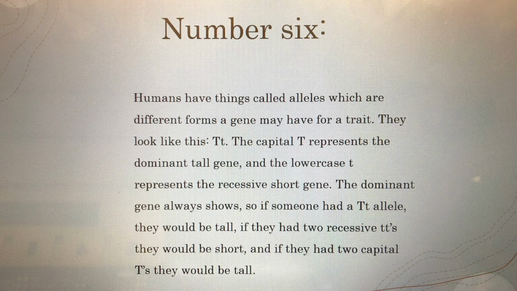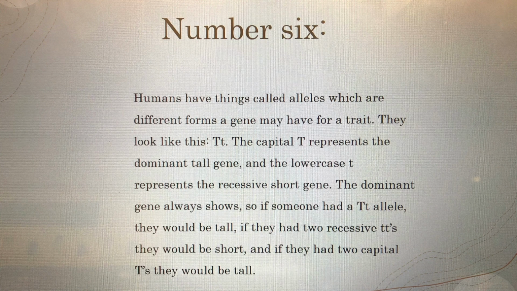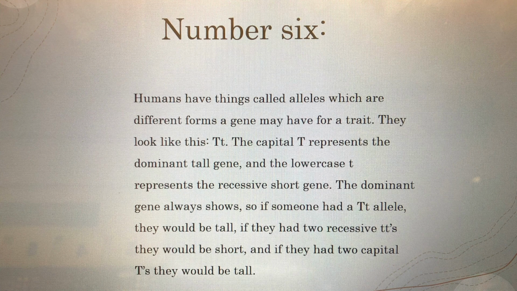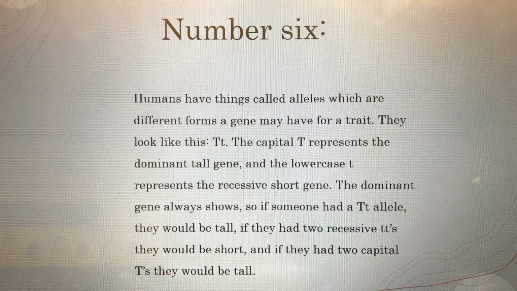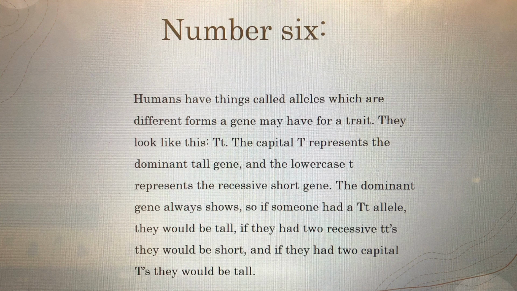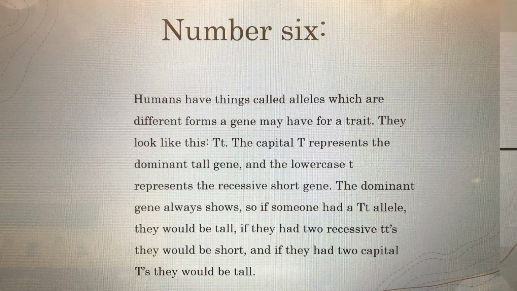If there is at least one capital letter, that trait will show up. If there are two lowercase letters, meaning there are two recessive traits, the recessive trait will be shown. For example, a lowercase t and a lowercase t would mean that the person is short. Two uppercase T's would mean that a person is tall, and an uppercase T and a lowercase t would mean that a person is tall also.